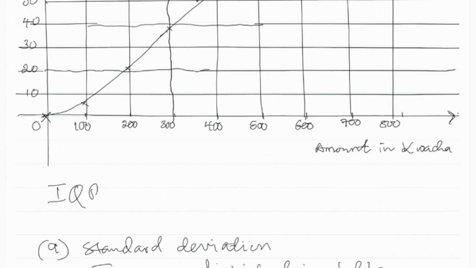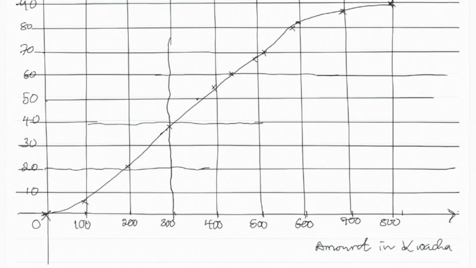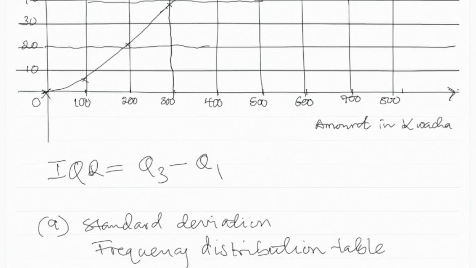The interquartile range is given by the formula Q3 minus Q1. So we are aware of the quartiles. There are 4 quartiles that are going to divide our graph: the first quartile, the second quartile, and the third quartile. And Q3 is simply 3 over 4 times the number of farmers given, which is 90.